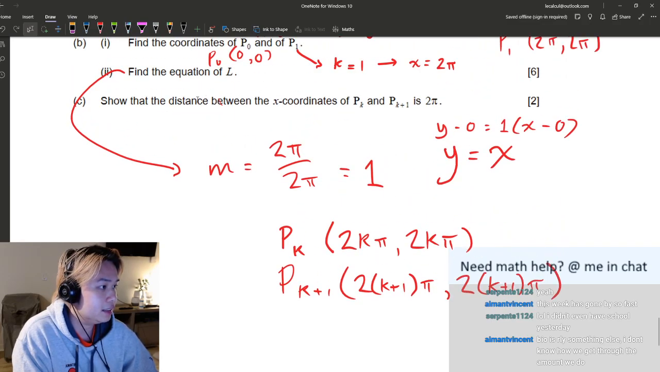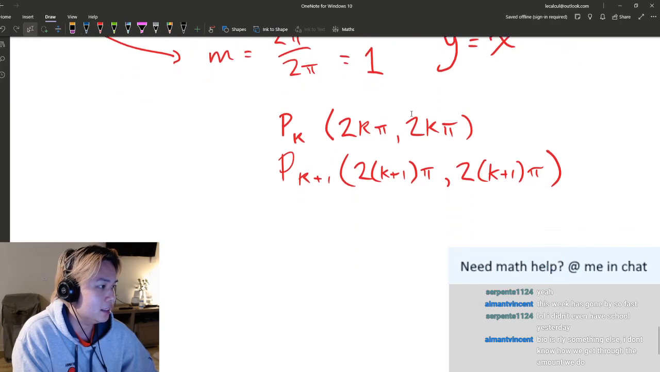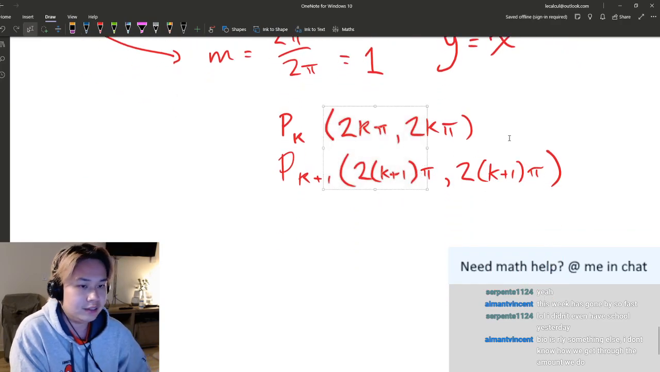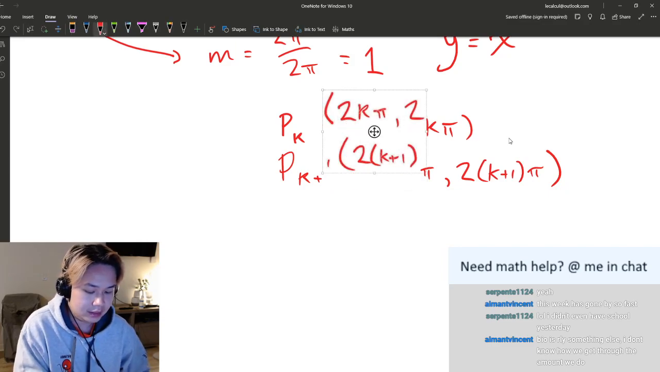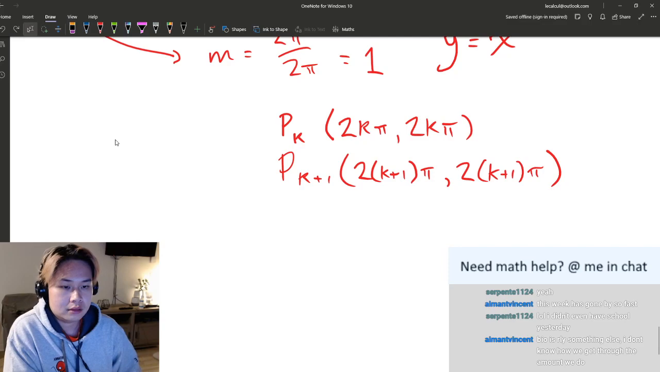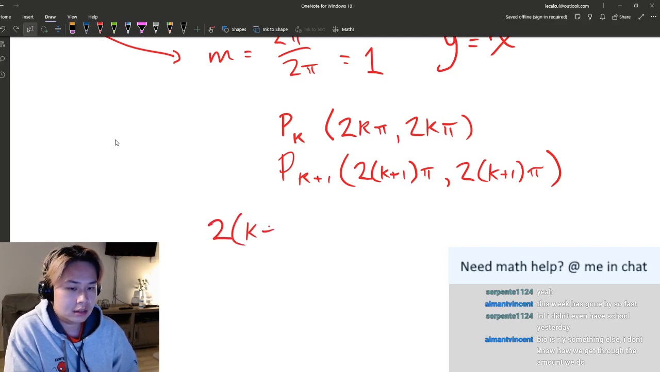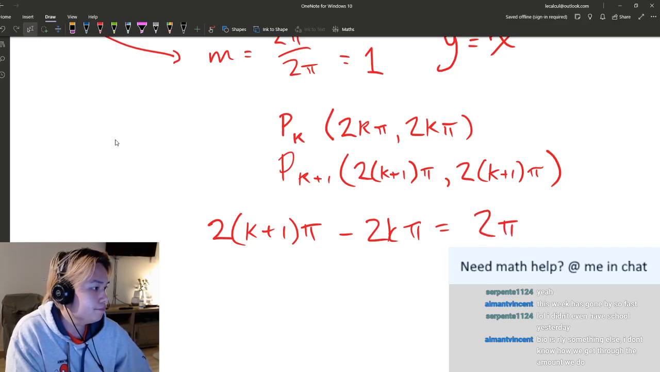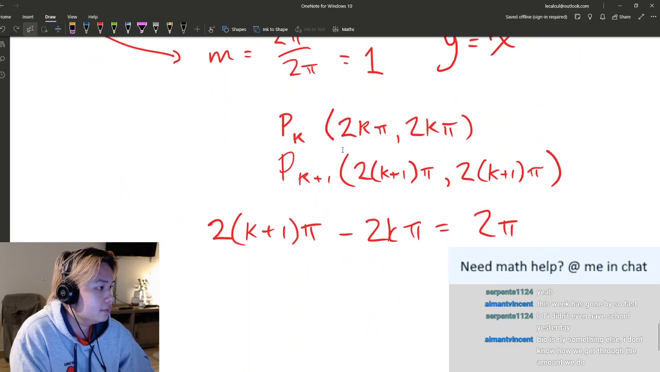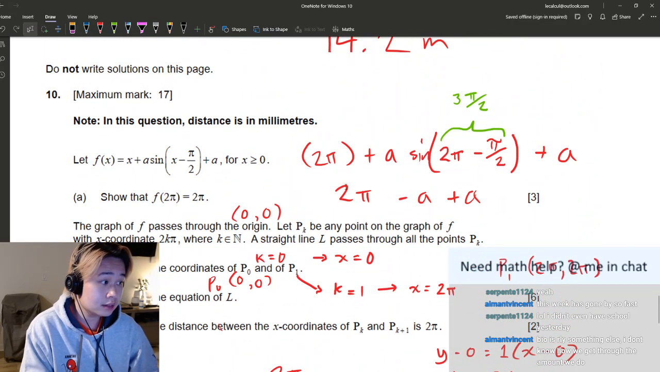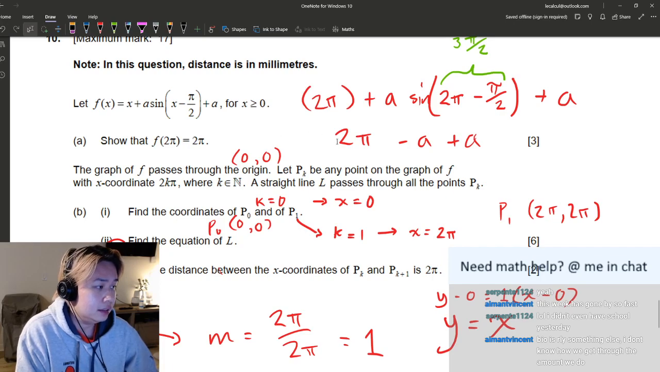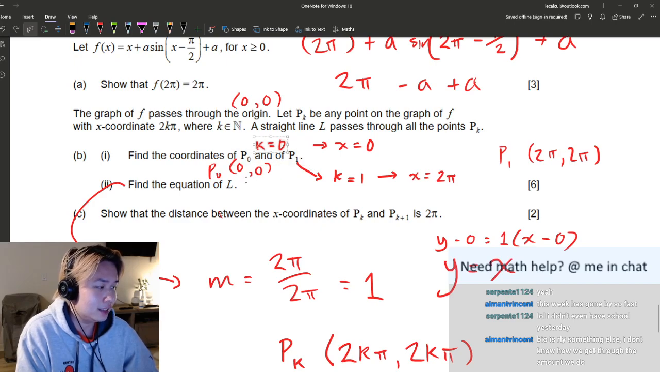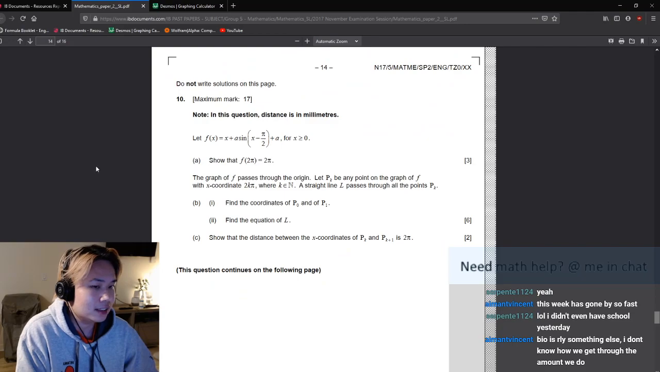And we need to show that the distance between the x-coordinates... Oh, okay. So we just need to find the difference between the x-coordinates, which is easy enough to do. So I'm going to take 2k plus 1 pi and then subtract 2k pi. And then this just is 2 pi. There you go. This is such a weird question. It's really testing your function notation, essentially. It's not a hard question. It's just so weird.